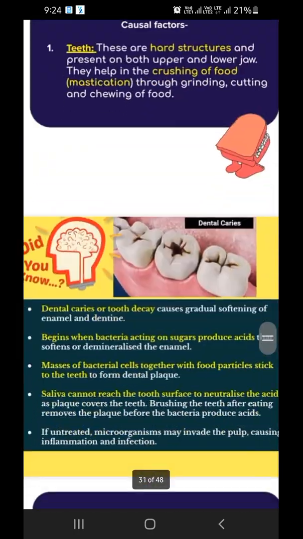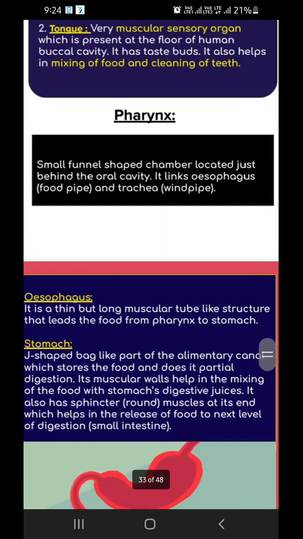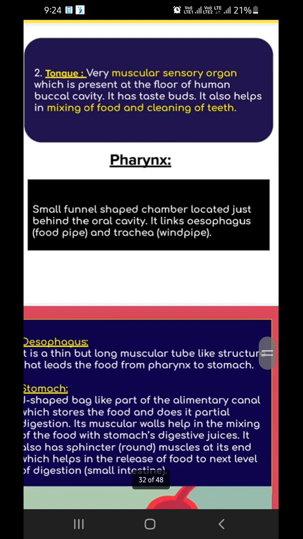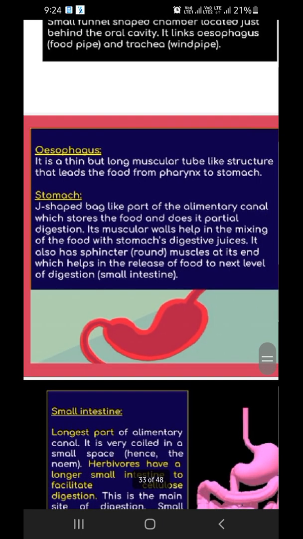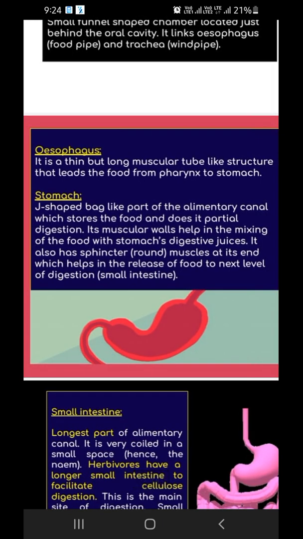Next one is the pharynx. It is a small funnel-shaped chamber located behind our oral cavity. It links the food pipe and windpipe. Esophagus is also known as the food pipe. You have learned this in junior classes. It is a thin but long muscular tube-like structure that leads the food from the pharynx to the stomach.